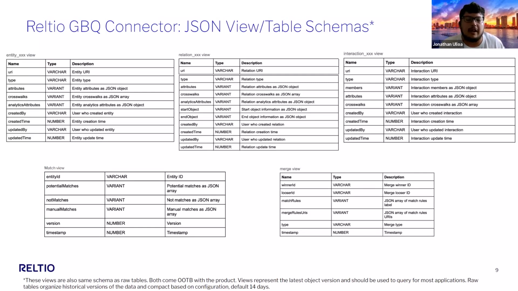And then from a merge standpoint, you're getting what happened after maybe a potential match was taken action on, right? And this is historical merge tree information. Who was the winner? Who was the loser after a merge? What were the match rules? The URIs associated with that. Was it an auto merge? Was it a manual merge?